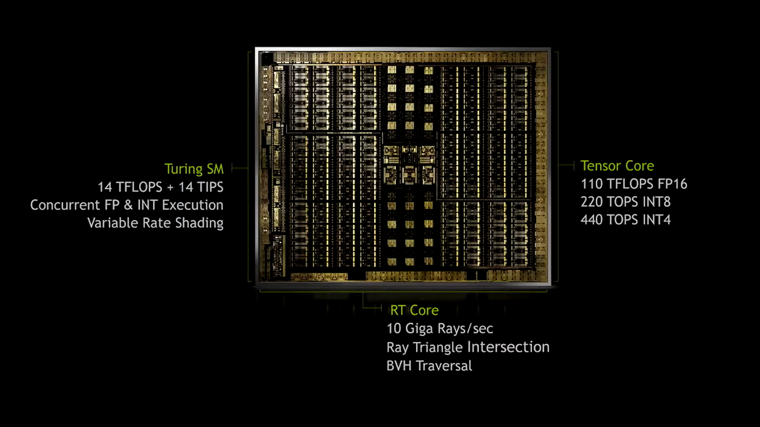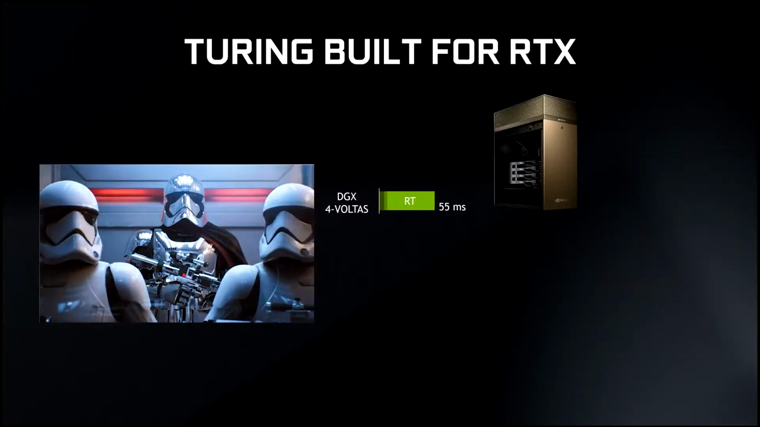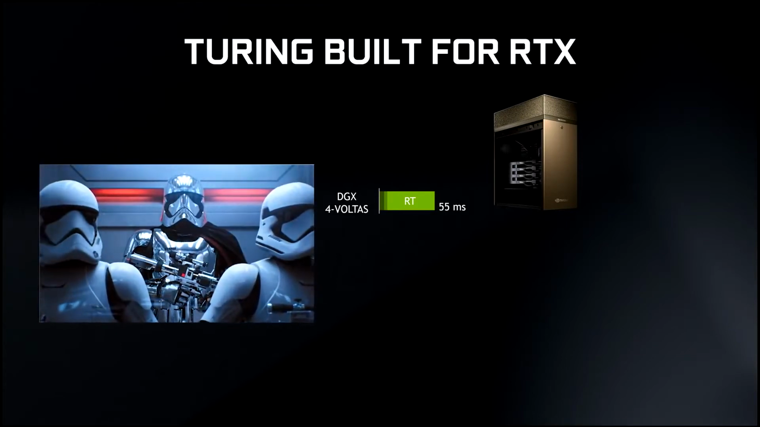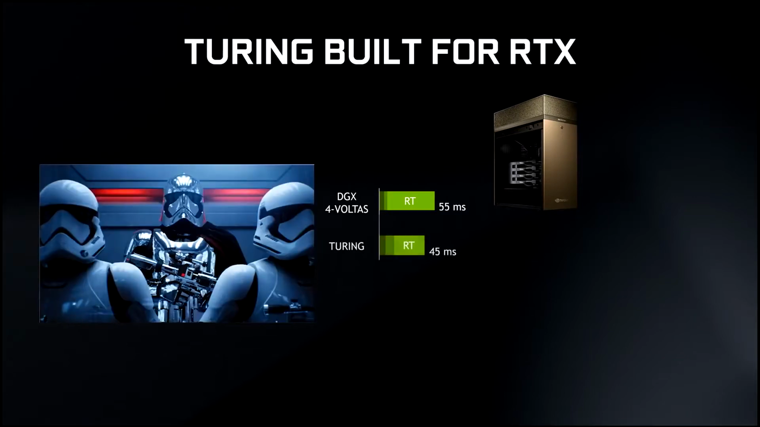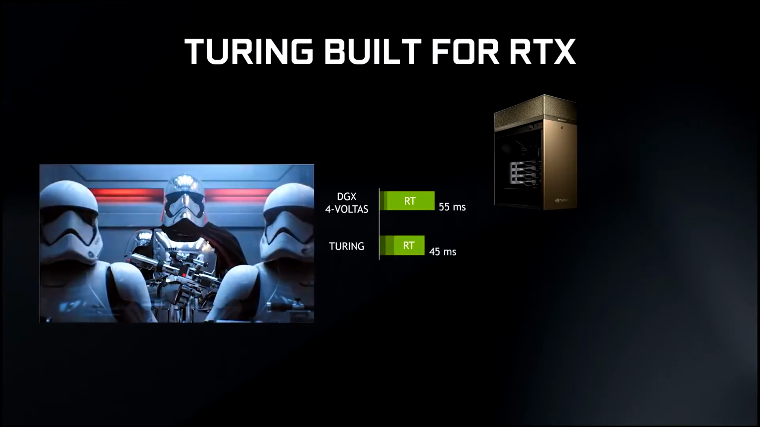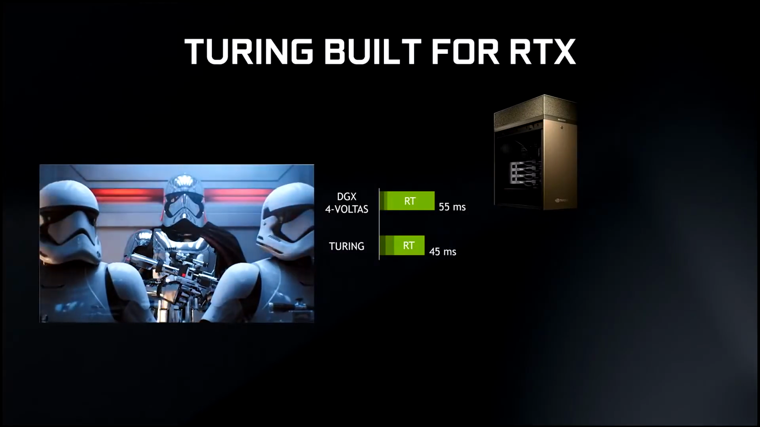Well, so the question is, how does this all turn out? If you look at the performance, it looks kind of like this. So Turing is built for RTX. The first thing I showed you originally ran on a DGX with 4 Voltas, 55 milliseconds, about 20 frames per second. And this is what Turing looks like, 1 Turing. This has simply never happened before. Doing computer graphics, essentially a supercomputer replaced by 1 GPU within 1 generation.